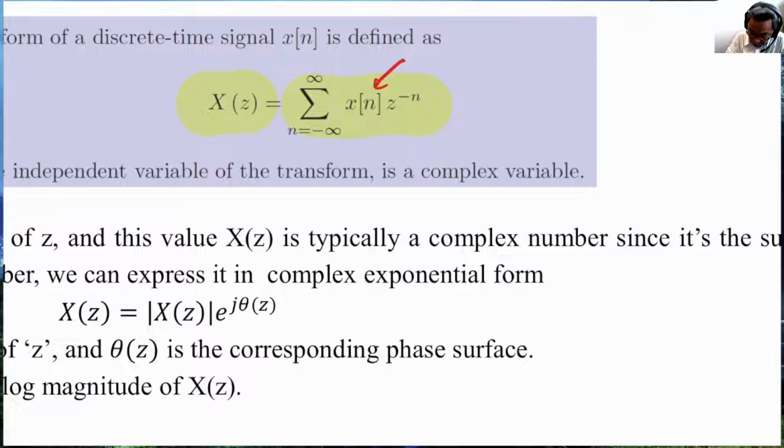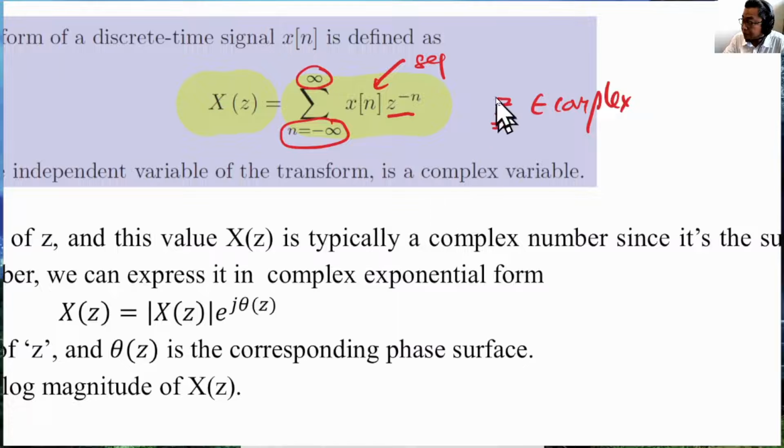This is the input sequence, and it can go from negative infinity to infinity. And the Z-transform asks us to multiply each coefficient of the sequence by z to the power of minus n, where z is a complex number. We can then choose any complex number, put it in here, and then we'll calculate this series.